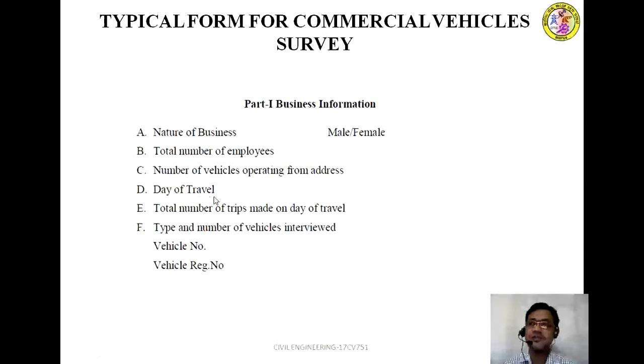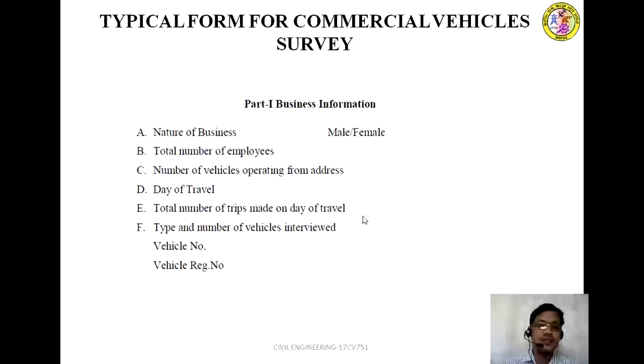How many days of travel are needed to complete one trip, that detail has to be taken into account. Next is the total number of trips made on a day of travel. It means if it is going to be say some 300 kilometers, he can comfortably make one to and fro journey. Otherwise, if it is a longer distance, he can give a number of days, so how many trips he is going to be making from origin to destination.